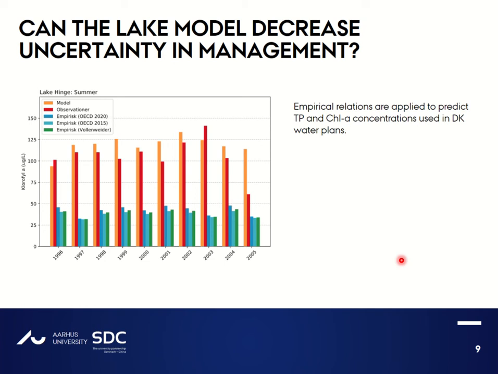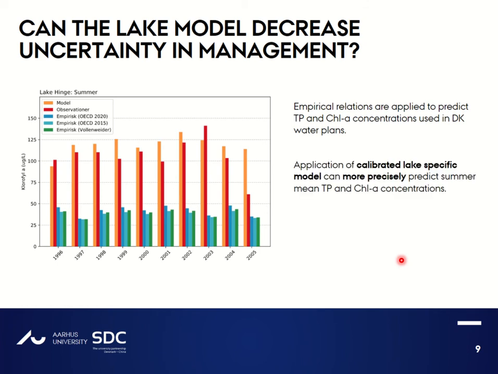Still, we see the application of the calibrated lake-specific model can more precisely predict the summer mean TP and chlorophyll A concentrations, as we can see here for Lake Hinge. This has been observed for other lakes and empirical relationships as well. This is not surprising, since the dynamic process-based models that we have adapted here to each specific lake, whereas the empirical models are built on the data from a wide range of different lakes.